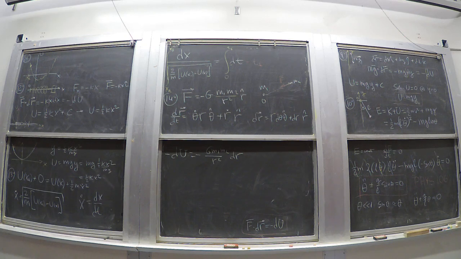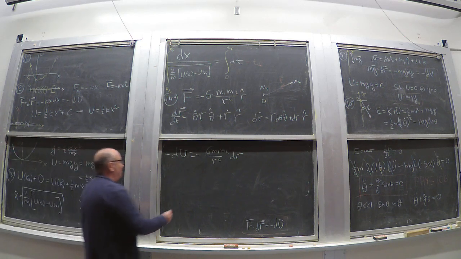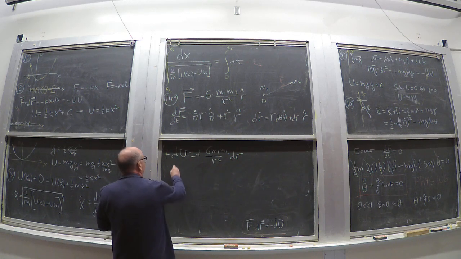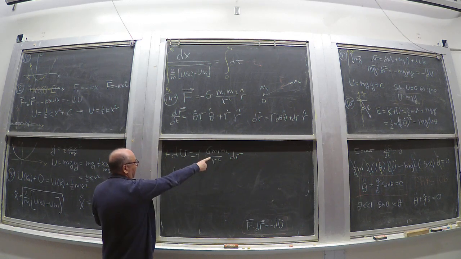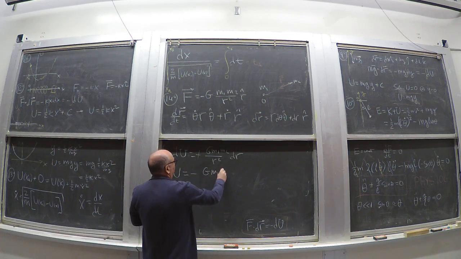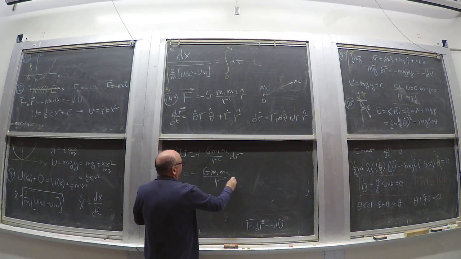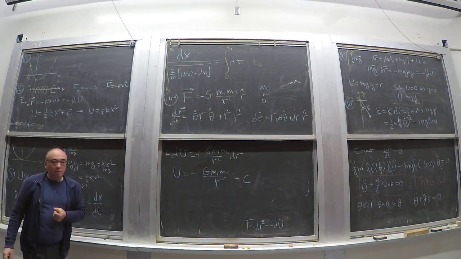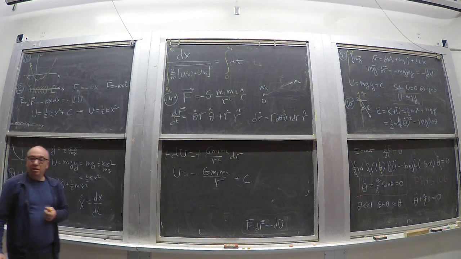Isn't that beautiful? Amazing. So now I can eliminate minus and I can integrate this function. Integral of this function is negative G m1 m2 over r plus constant. It is pretty popular in physics.